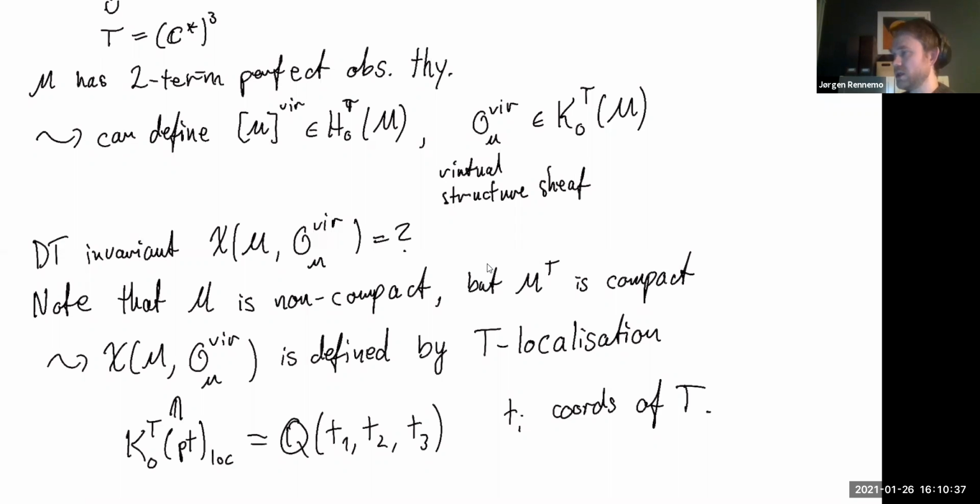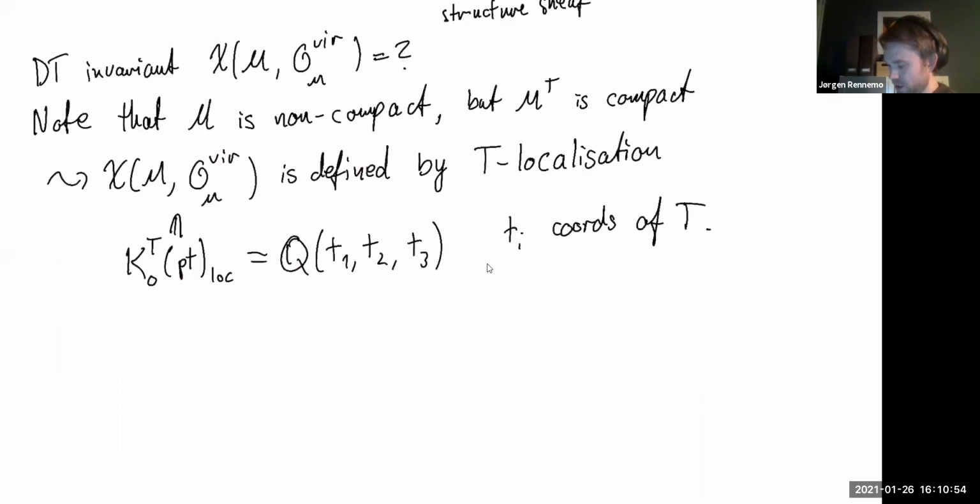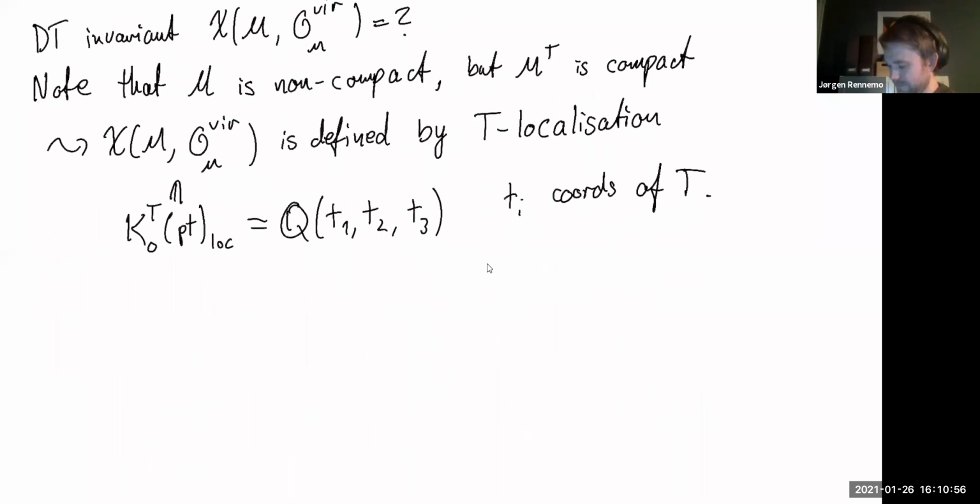So the localization is in general just some abstract way of defining this chi operation when you have a compact fixed point locus. In this case, we can be extremely explicit about what this localization does. So in order to explain that, let me just first remind you what MT looks like here.